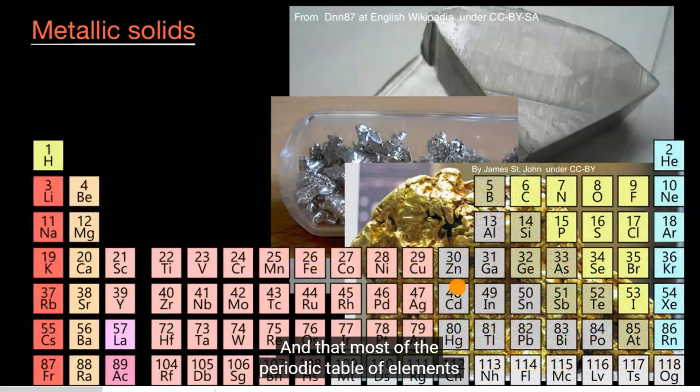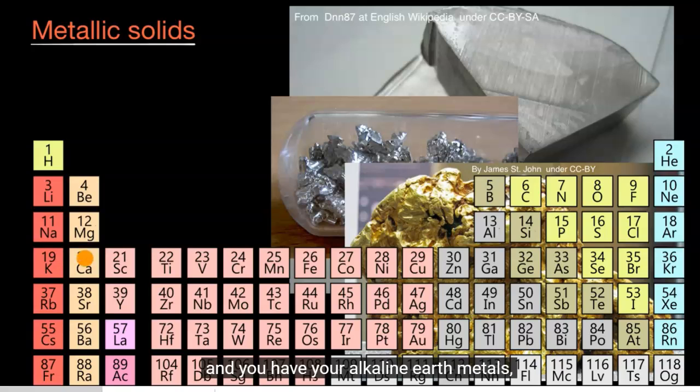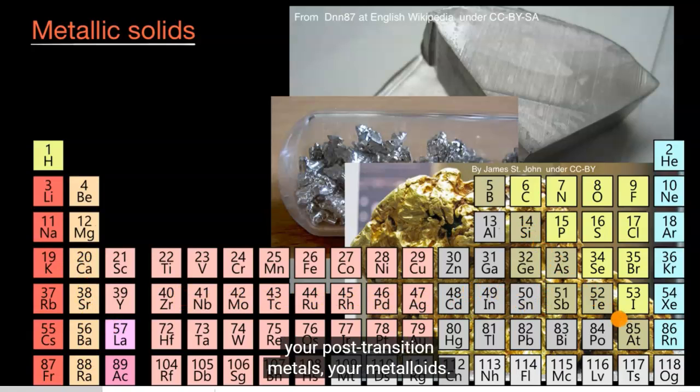And most of the periodic table of elements is actually some form of metal. You have in red right over here, this group 1 elements, not including hydrogen. Those are your alkali metals. And you have your alkaline earth metals, your transition metals, your post-transition metals, your metalloids. And it's really only what you see in yellow and blue here that are not your metals. So how do metals form solids when you just have a pure sample of them?